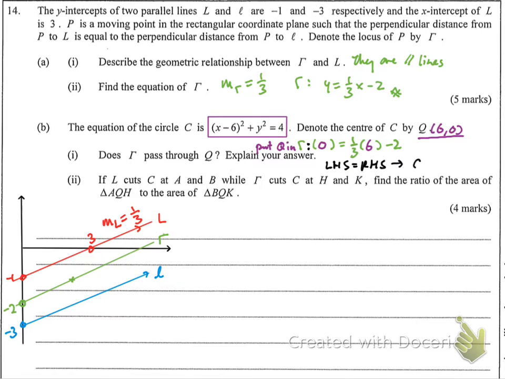So we know Q lies on gamma. Alright, we can draw this conclusion. So the center of the circle is a point on this green line. Now, if you look carefully, this is a very important observation.